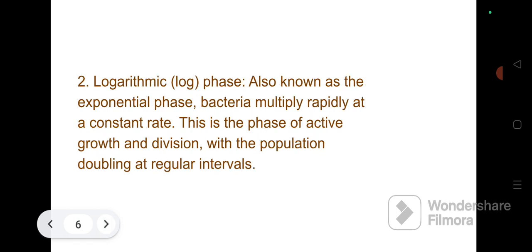The next phase is called the logarithmic phase, also called the exponential phase. Bacteria multiply rapidly at a constant rate in this phase, and the multiplication rate or growth rate of bacteria is maximum in this particular phase. So as the number of cells goes on increasing, you can see the increase in the log value, which you can observe in the given diagram.